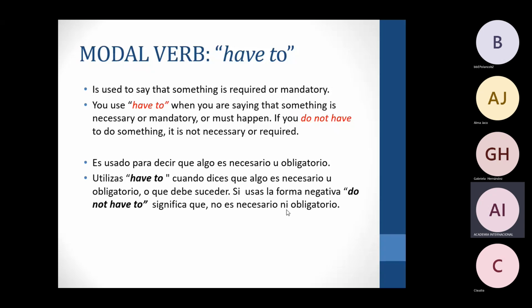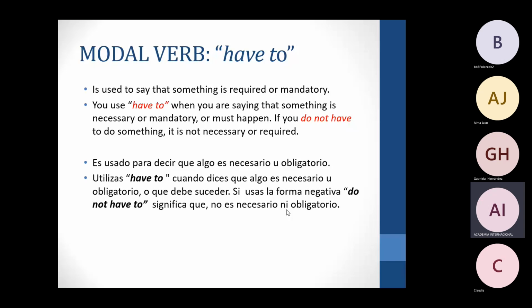Y podemos confundirnos porque podemos pensar que como lo estoy diciendo como negativa, puede ser porque estoy prohibiendo eso. Por ejemplo, si digo, you don't have to smoke in here, no tienes que fumar aquí. Esa oración tiene un sentido como de que no es obligación, si él quiere lo hace, si no, no. You don't have to smoke here if you want.